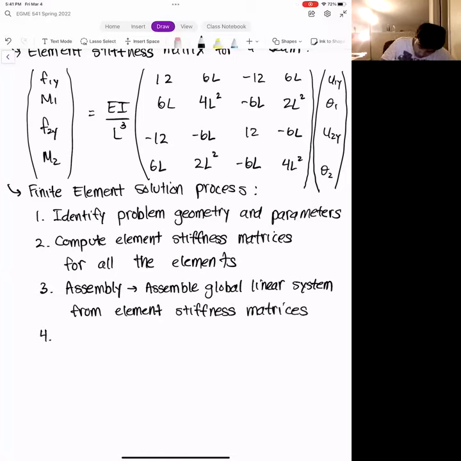All right. Number four. Once you have the global linear system, you're going to need to apply boundary conditions onto it. And so the boundary conditions, those are going to be all your loads, all your constraints. Wherever they're located in your geometry, you have to apply them here onto the global system. Otherwise, you can't solve.